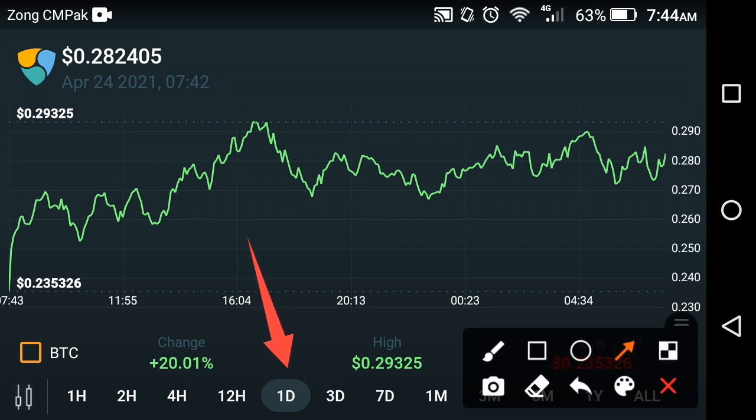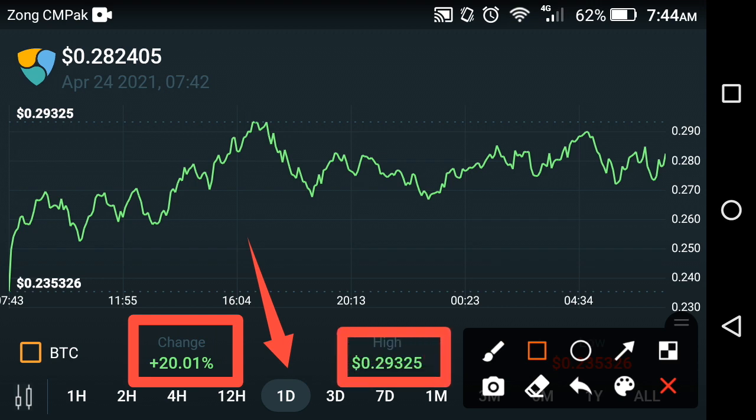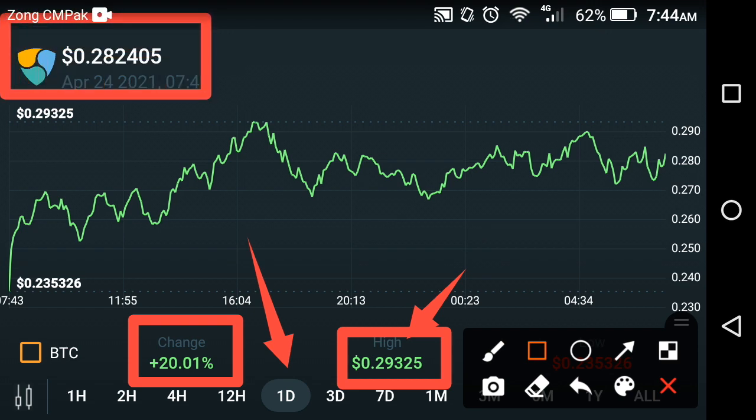Now, friends, as you can see here on the screen, that is the last 1 day price change in XEM coin. A positive 20.01% change occurred in XEM in the last 1 day, and the high price is about 0.29325 USD in the last 1 day, friends. The current price of the XEM coin is about 0.282405 USD, friends.